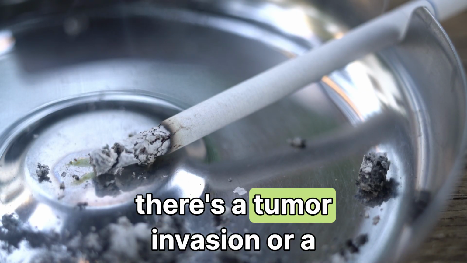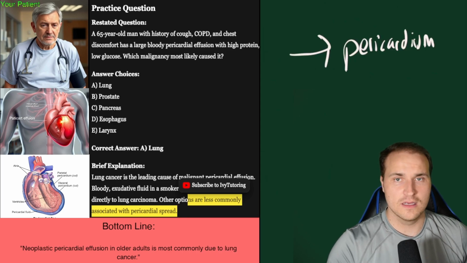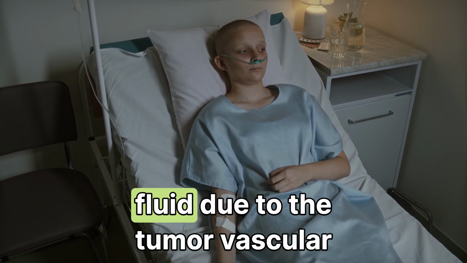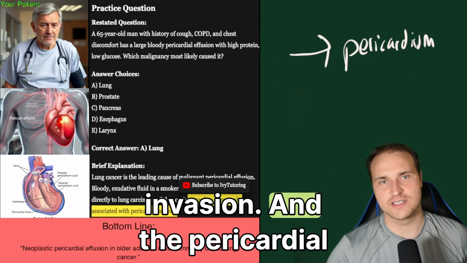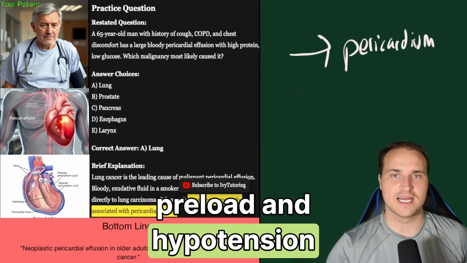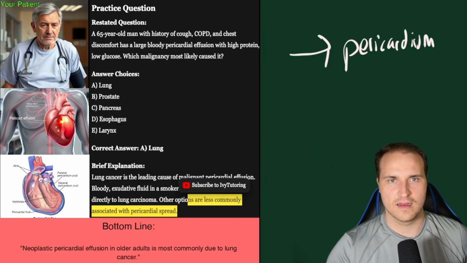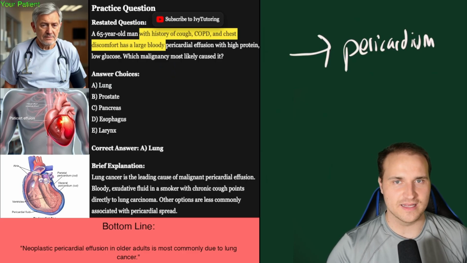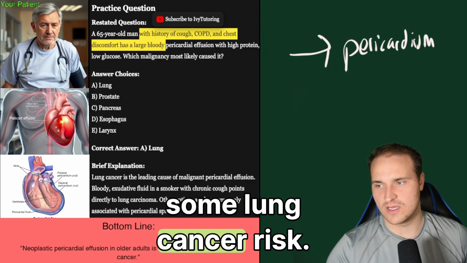And basically, there's a tumor invasion or lymphatic spread to the pericardium, and there's exudative effusion that forms that increases the protein and decreases the glucose, and there's bloody fluid due to the tumor vascular invasion, and the pericardial space fills up, and you get tamponade and decreases the preload, and hypotension is going to be caused. All right, so it'll usually be like an older man with COPD, and that suggests there's like a smoking history, maybe some lung cancer risk.